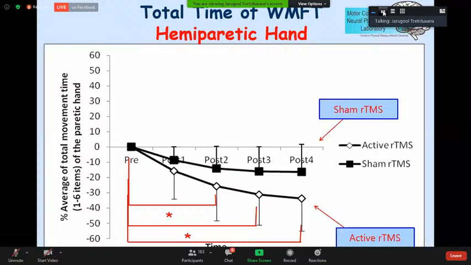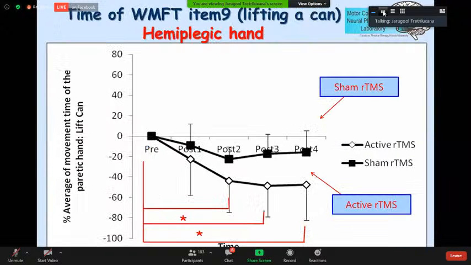Okay, so this is total movement time. Which specific task did they get better at? So we did a microanalysis on lifting a coke can. One of the items was that we asked the patient to, ready, set, go, pick up a coke can, and we measure the time. As you can see here, the time that they took to pick up a coke can was significantly reduced, and it lasts for at least 2 weeks. And that was only observed in the experimental group who received real TMS combined with task-specific training. So what's the take-home message here?